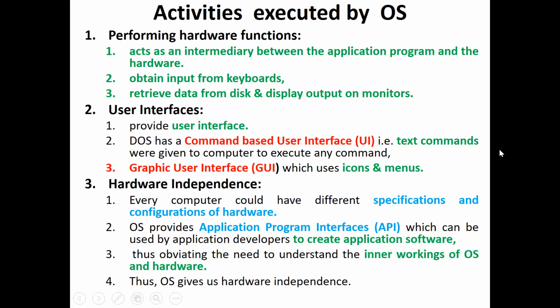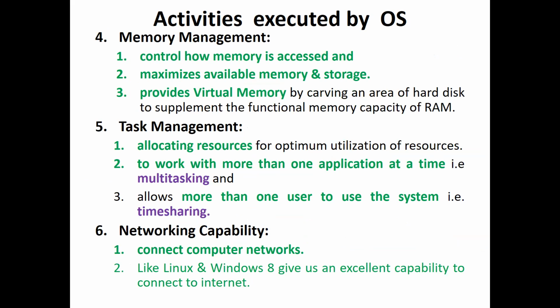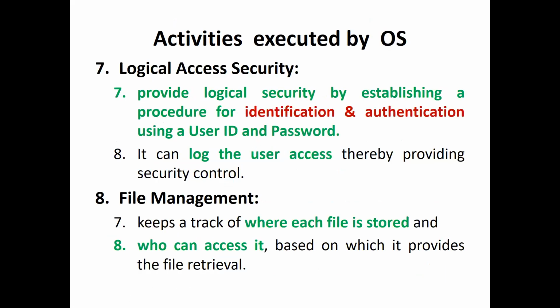Now the third point is hardware independence. Fourth one is memory management. So as I said earlier, primary memory, secondary memory. And the fifth one is task management. It is having two types of task management, namely multitasking and time sharing. Multitasking means at a time, many tasks are carried out. Time sharing, at a time, many users are sharing the resources. That is time sharing. Then the sixth one is networking capability. That also I explained. You want to share the data, send the data, receive the data, your OS is used.